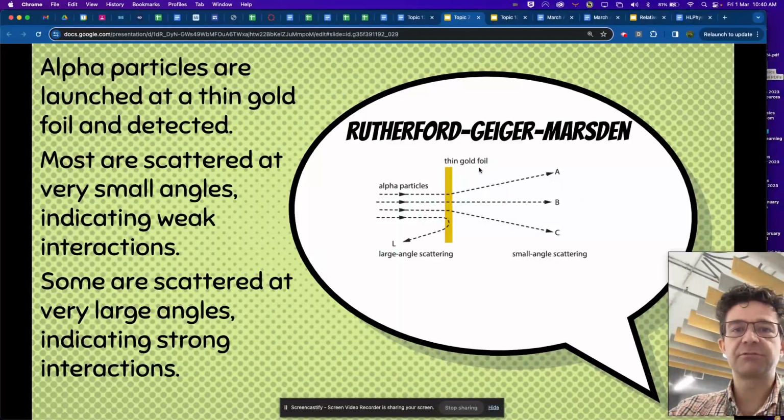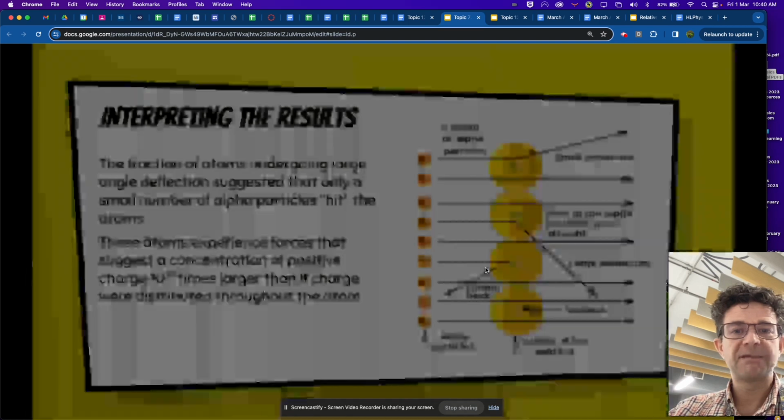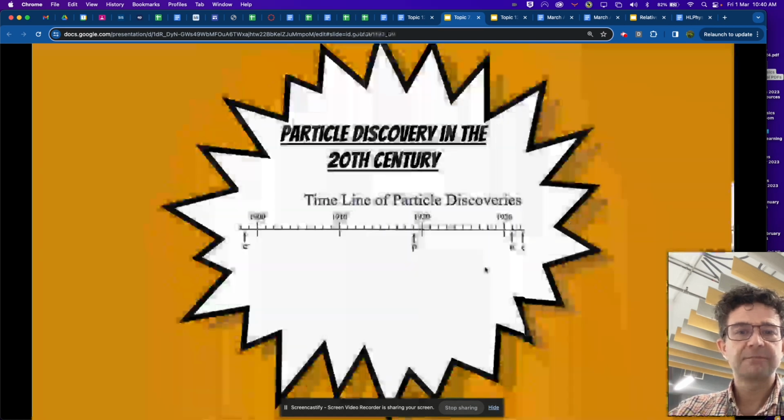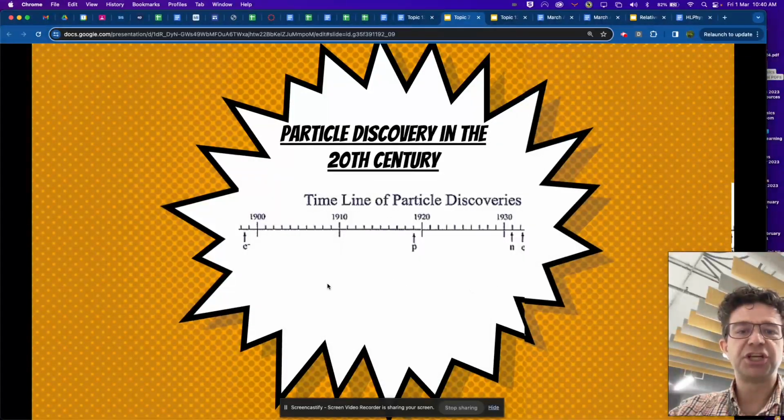We've recently looked at the Rutherford Geiger-Marsden experiment, so there's not much need to go over this again at this moment. But I did want to show this timeline. You may have to slow it down a little bit. 1898, the discovery of the electron. 1919, the discovery of the proton as an isolated particle. Not until 1931, the discovery of the neutron.